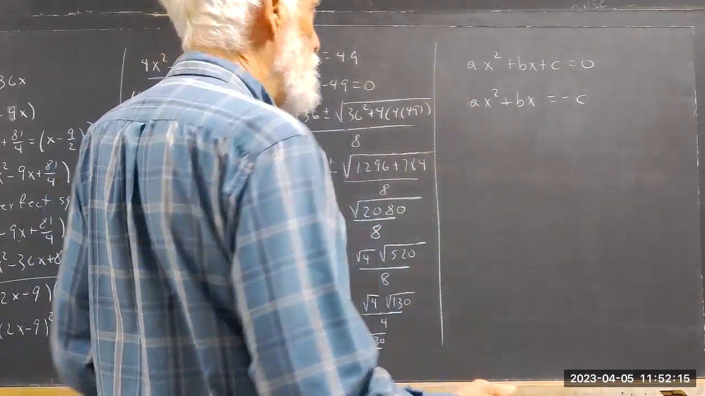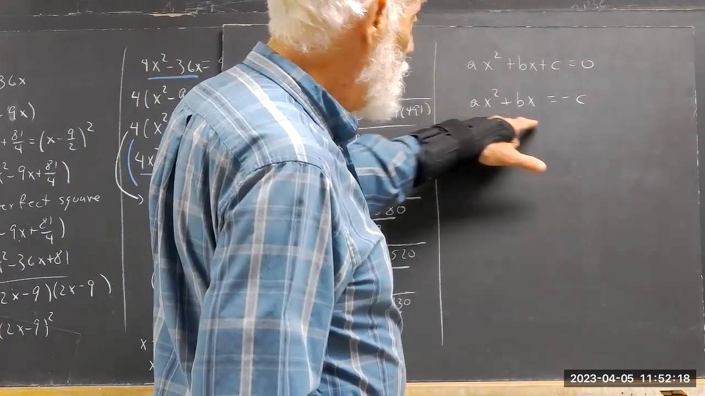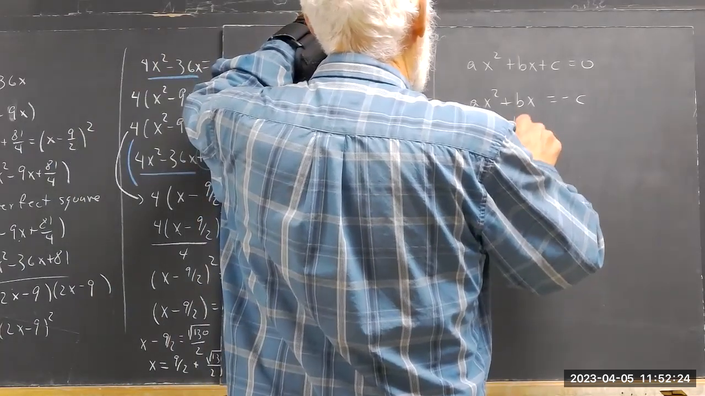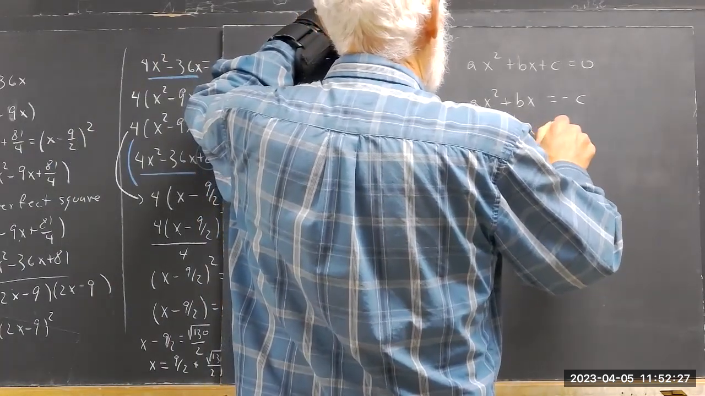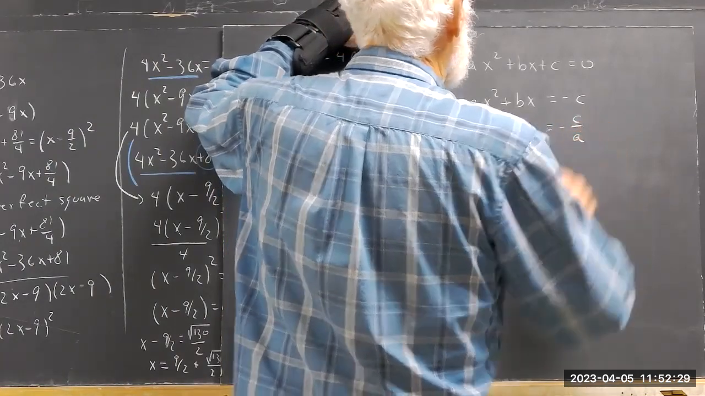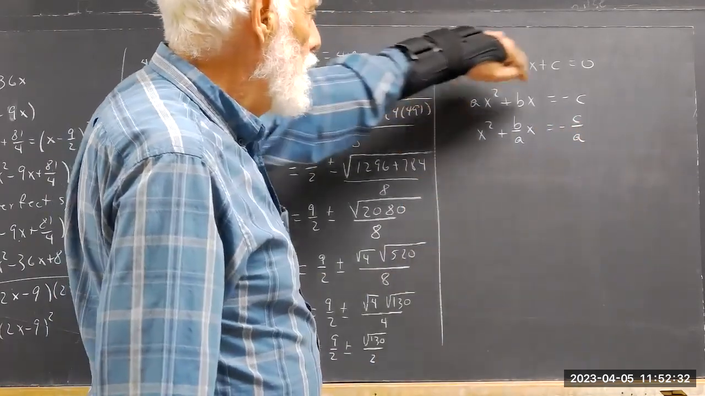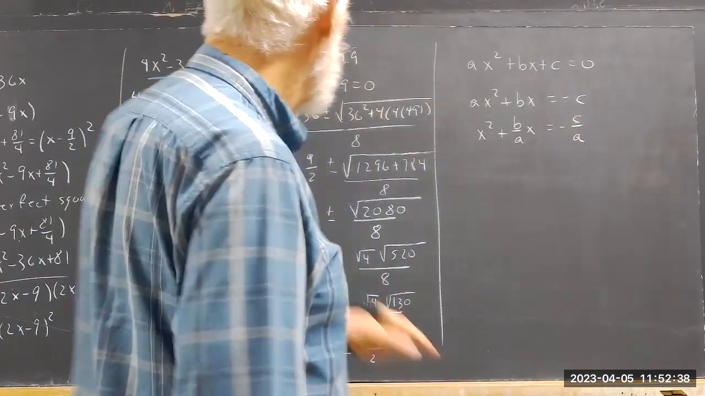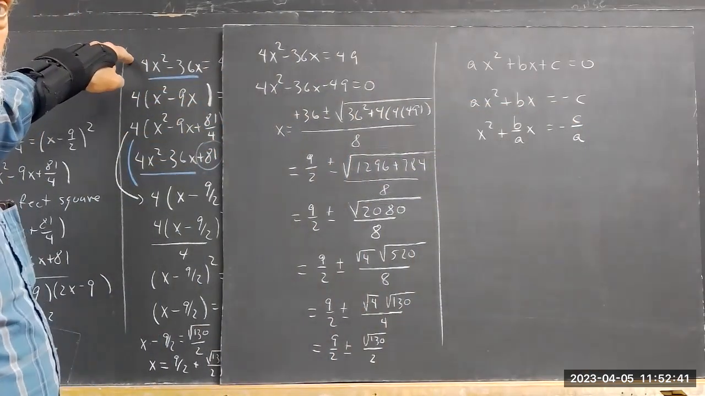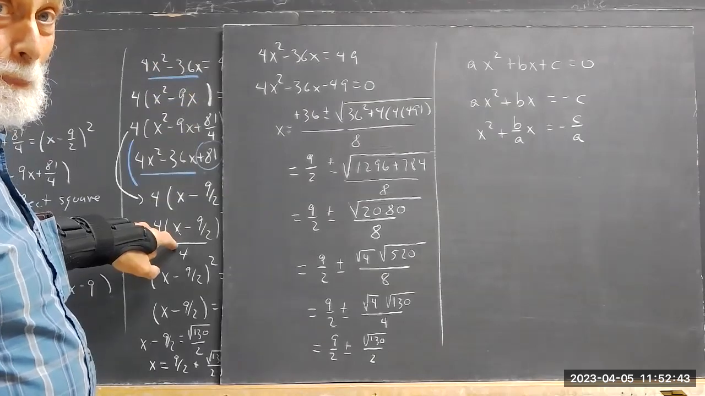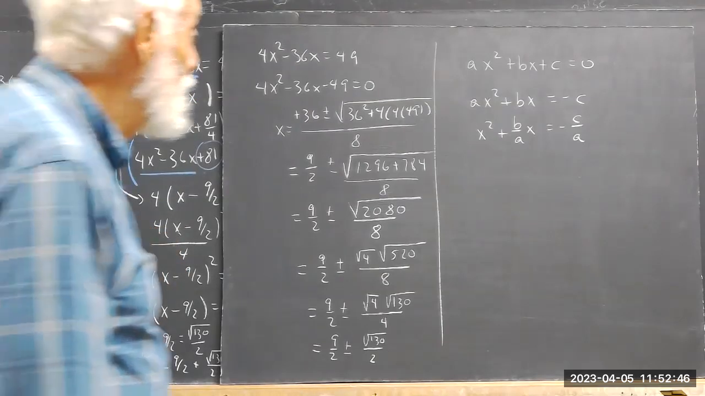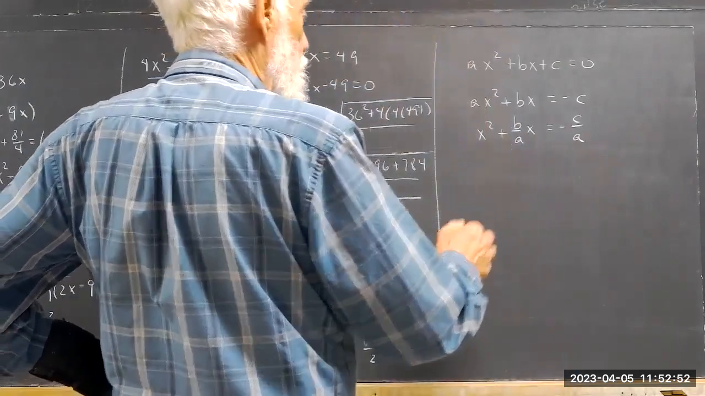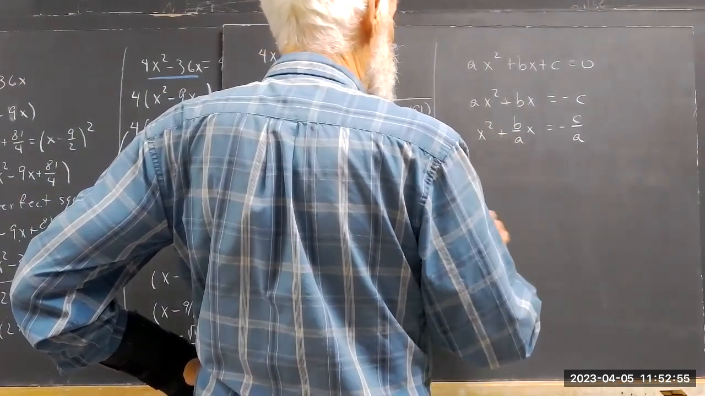I can divide both sides by a and make this into a monic polynomial. I could equally well have factored the a out and completed the square of the monic polynomial, but I just like to divide by the a. And incidentally, we could have done that here. We could have divided both sides by 4, and this would have gone a little more smoothly. Okay, so we complete the square on this.